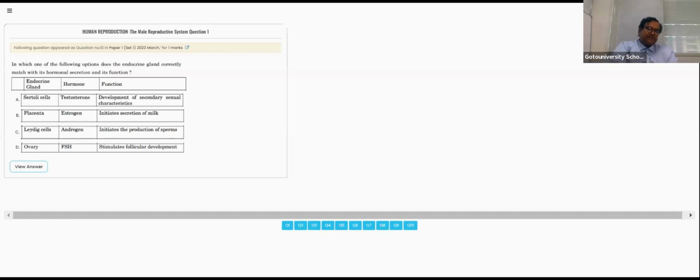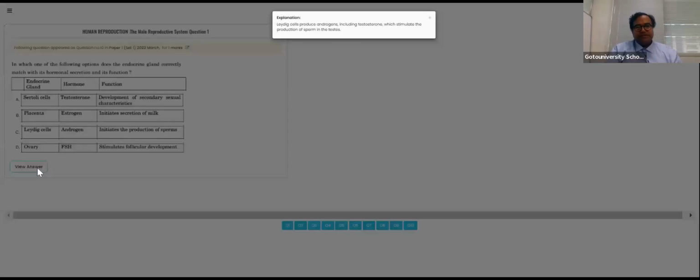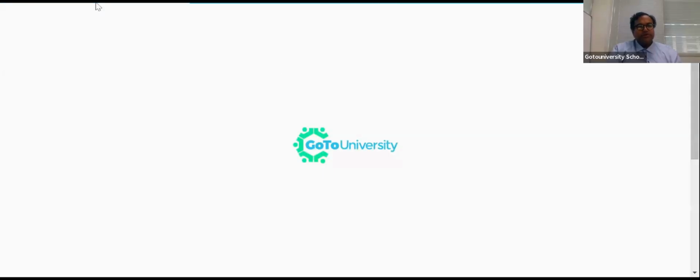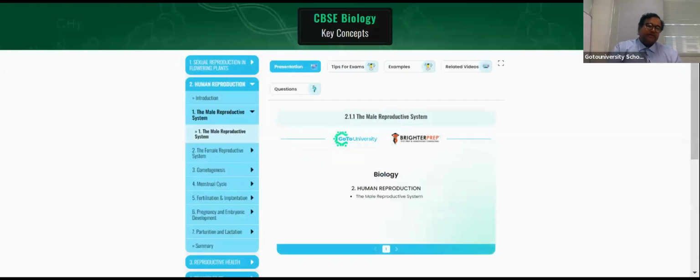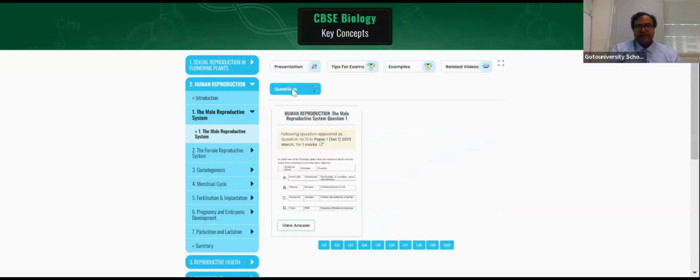Which one is exactly correct? If you look very carefully, milk secretion is not because of estrogen. The Leydig cell androgen, as I already told you, is very important. Again, I'm repeating, the Leydig cells are very important for making the androgen.